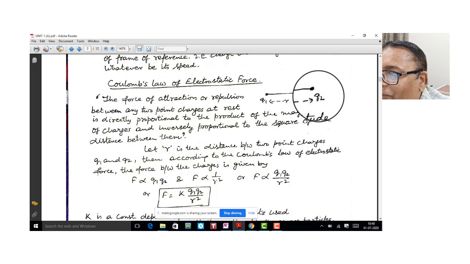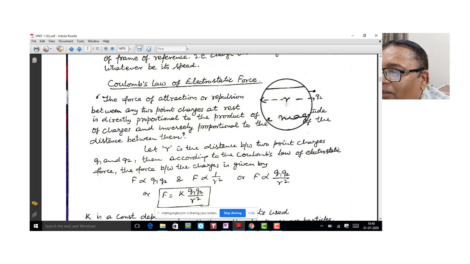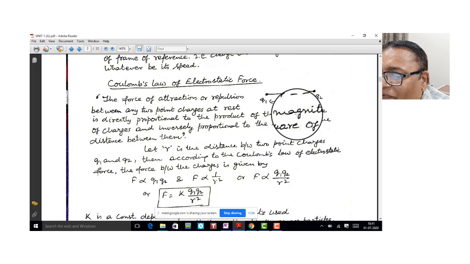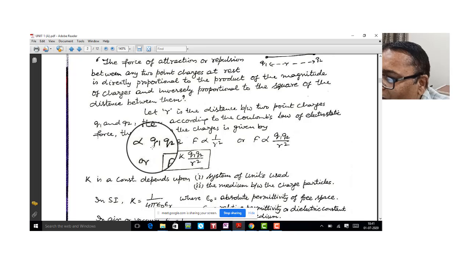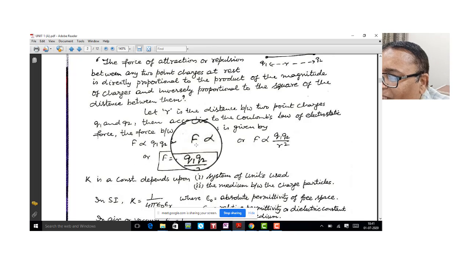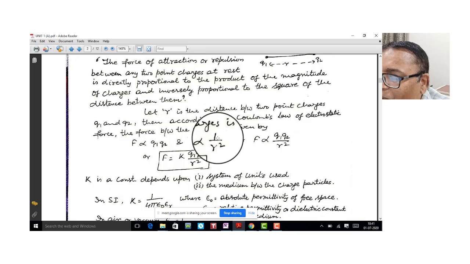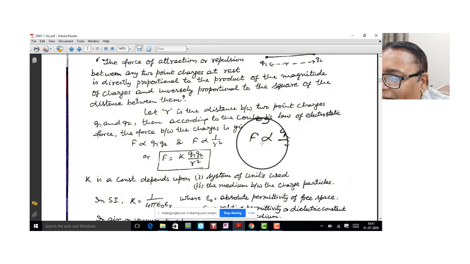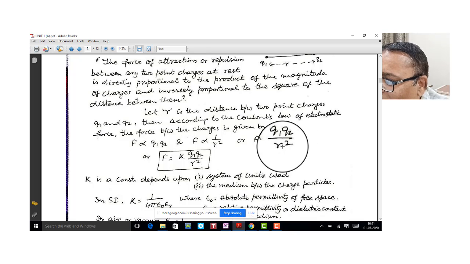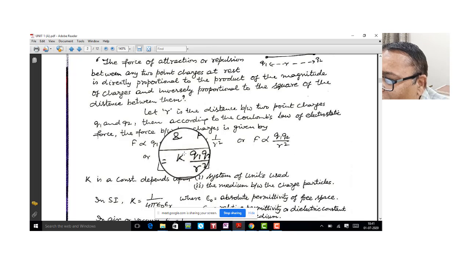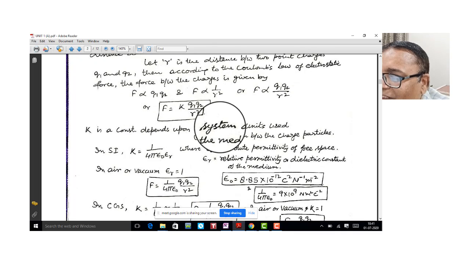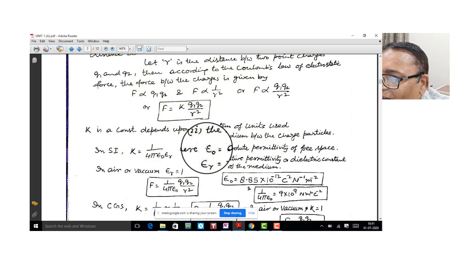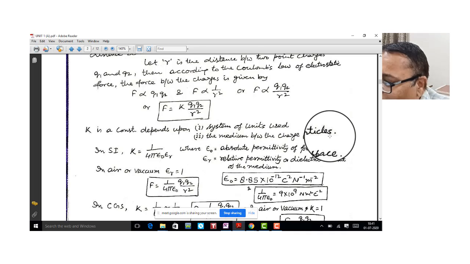Q1 and Q2, two charges separated by a distance r. Then the force of interaction between these two charges is given by F directly proportional to Q1 Q2 and F inversely proportional to r square. Then F is directly proportional to Q1 Q2 upon r square, and here there is a constant. This constant depends on the system of units used, and second, the medium between the charged particles.